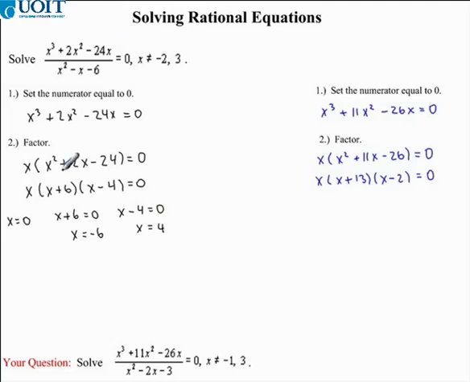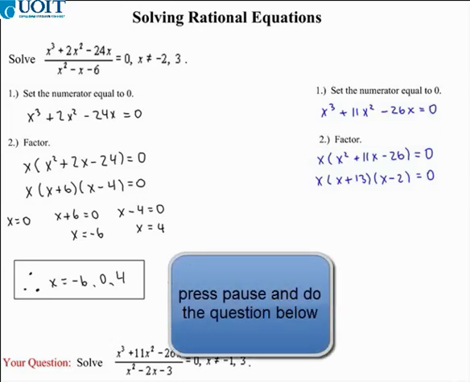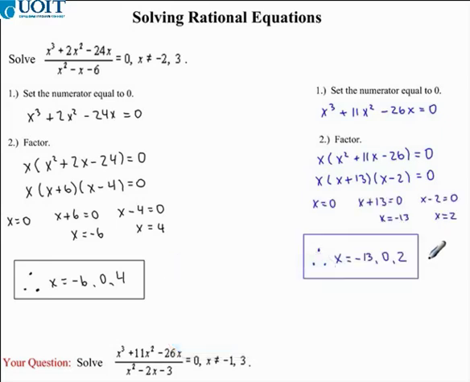Now I just want you to notice that these three values for x satisfy our restriction, since none of these values are equal to negative 2 or 3. So these three possible values for x can be used in our final answer. So I'm just going to write a therefore statement now. So our possible values for x are negative 6, 0, and 4. I would now like you to find the final solution to the question you were given. And here's your final solution.